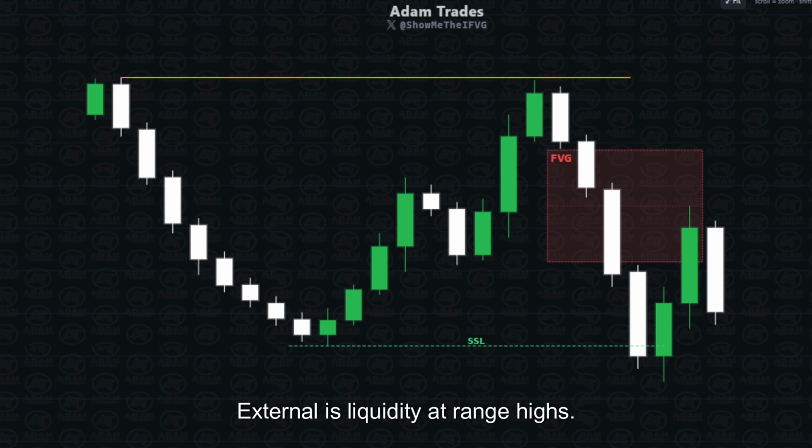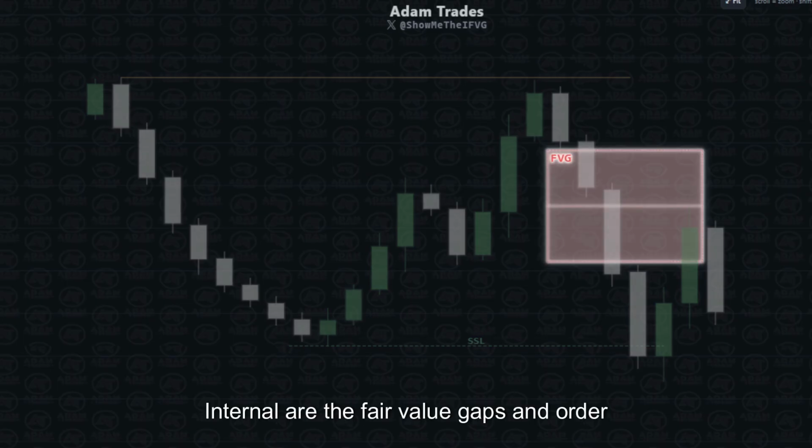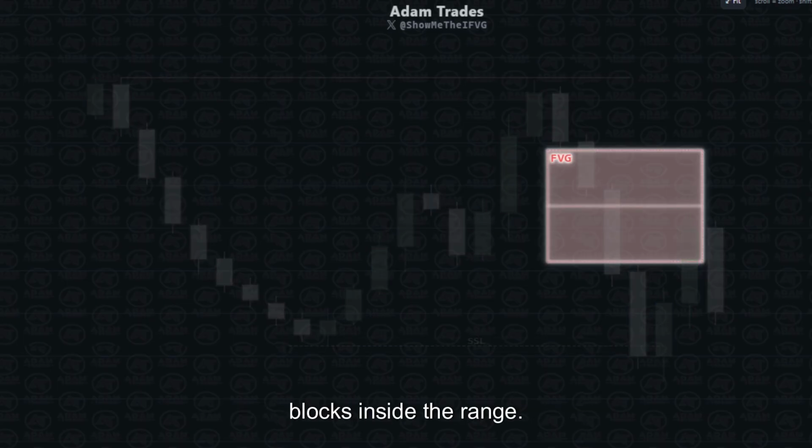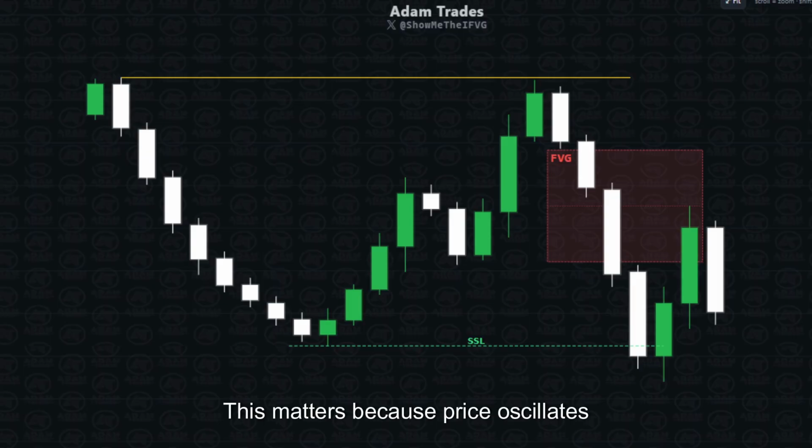External is liquidity at range highs and range lows. Internal are the fair value gaps and order blocks inside the range. This matters because price oscillates between the two of these. It goes from external range liquidity to internal range liquidity.